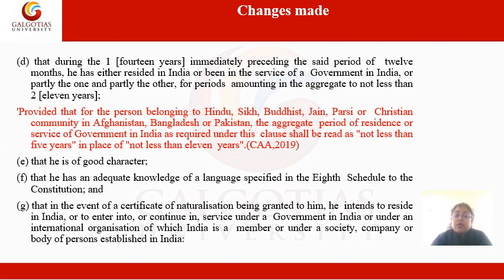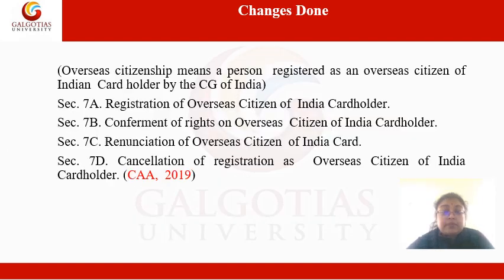So for them, the minimum requirement would be not less than a period of 5 years in place of not less than a period of 11 years. So almost 6 years for them has been relaxed. This is one of the biggest changes which has been made in terms of the CAA 2019. Okay. Now another change which has been made is under section 7D.